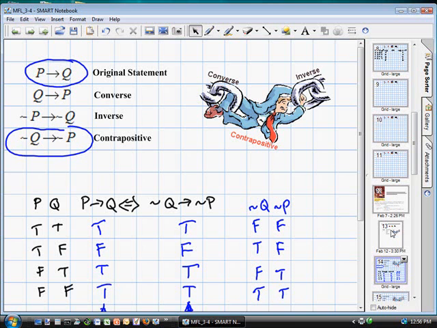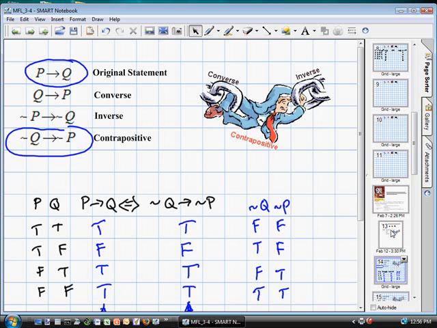Now, sometimes when you reverse them like that, they are clear. Or how about the one here? Simplified version of today. If you eat your spinach, then you may go out and play. What's the contrapositive? If you can't go out and play, you must not have eaten your spinach.